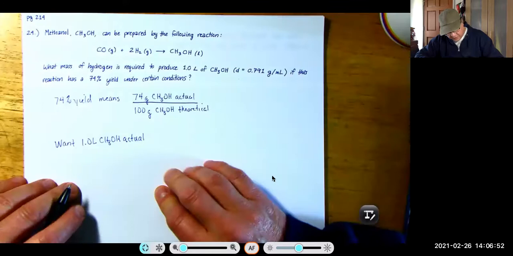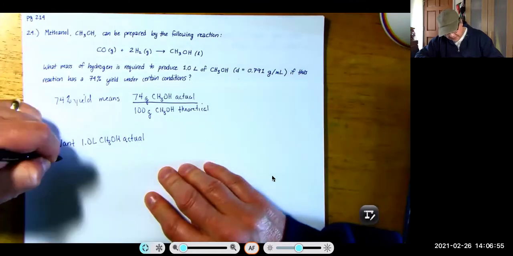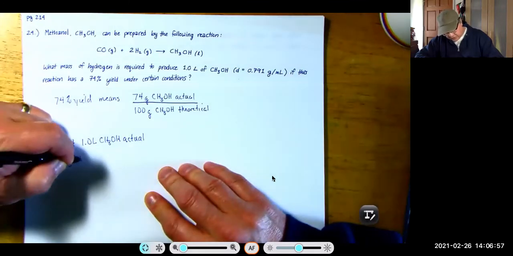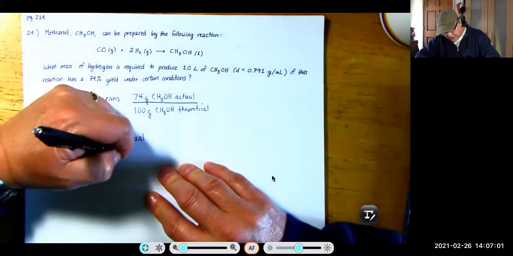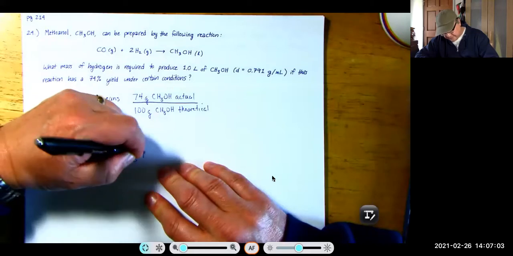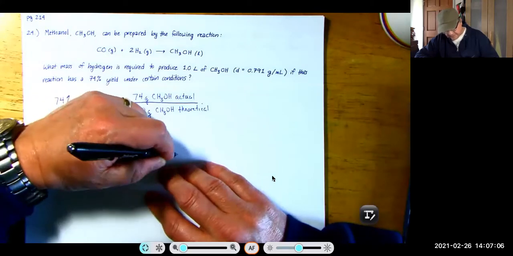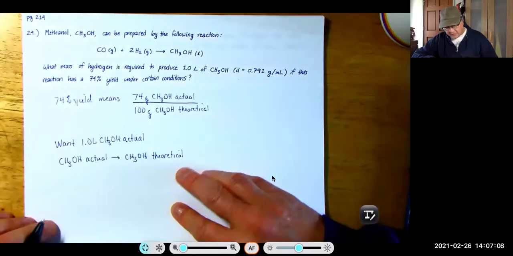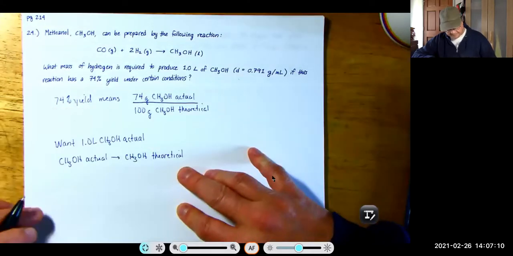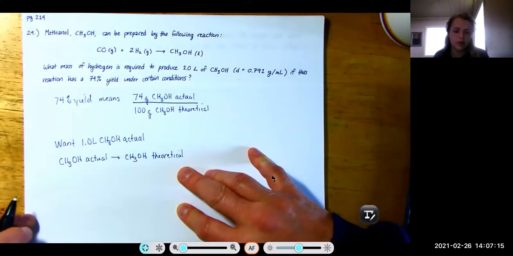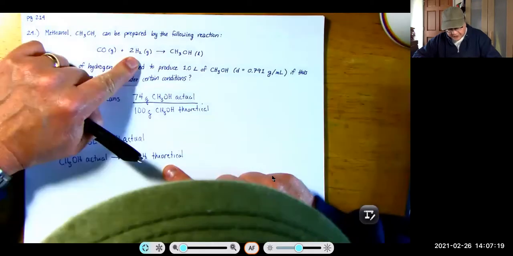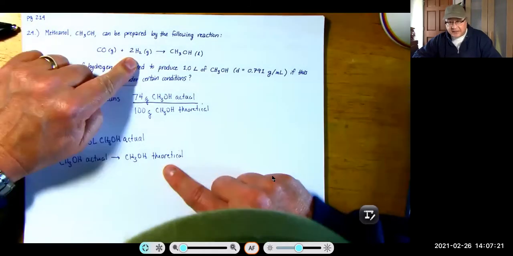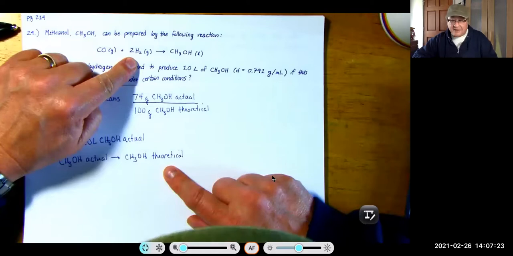So I'm going to convert from methanol actual to methanol theoretical. Are you with me there? The reason I'm going to convert that to theoretical is because if I start off with enough hydrogen to make this much theoretically, I will actually get that amount.